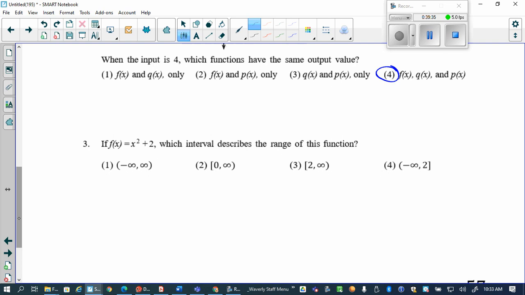X squared plus 2. Oh, I forgot. What is this range? Well, okay, so do you remember the hard bracket means included, and the soft parentheses means not included, like up to that point, right? And can you ever include infinity? No, because you'll never reach it, right? So infinity is always not included.